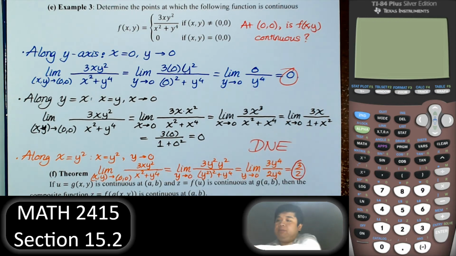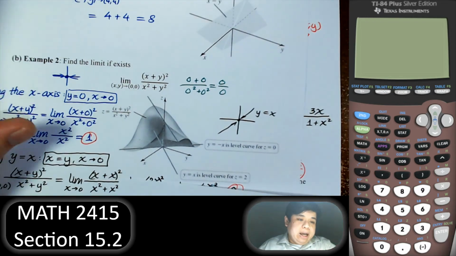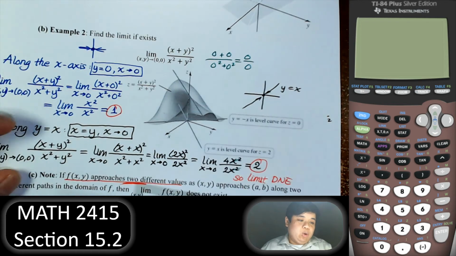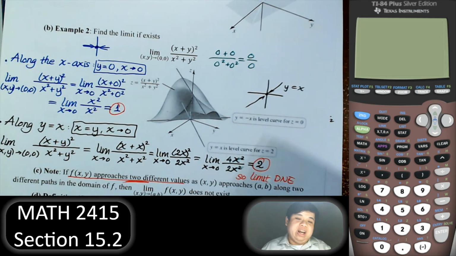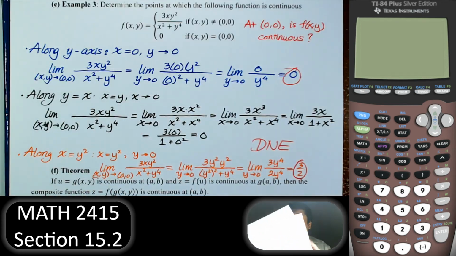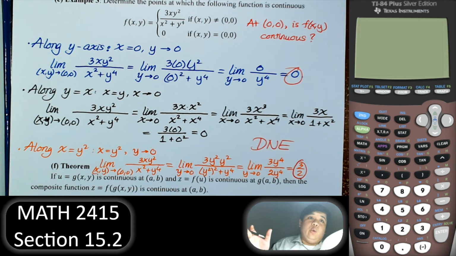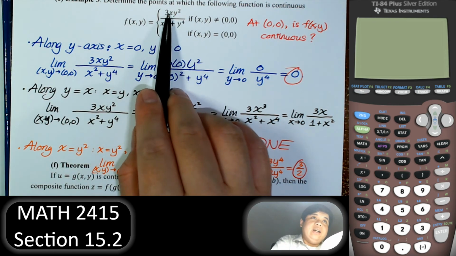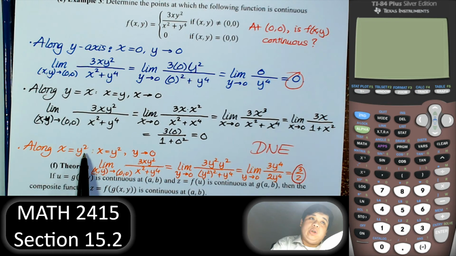Earlier, the powers of x and y were the same. So we choose y equal to x, which will work, or y equal to negative x also works. If the powers are the same, we choose y equal to x, or x equal to y, or x equal to negative y. And if the powers are different, then we choose the path accordingly. Here the power of y is double that of x, so we choose that.